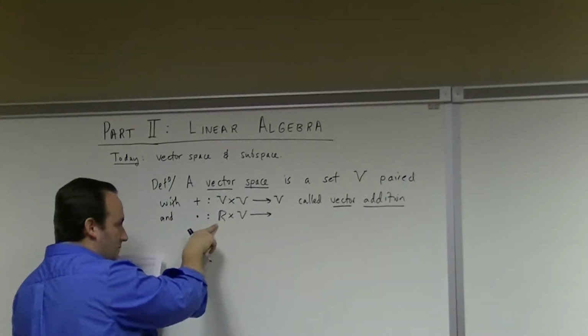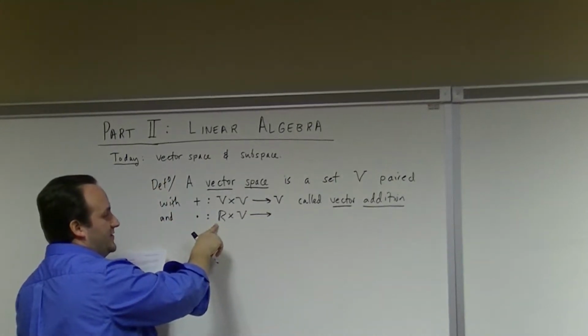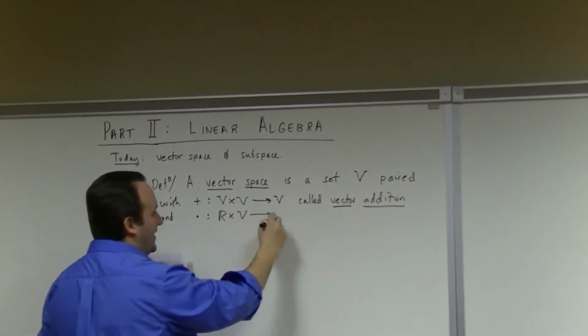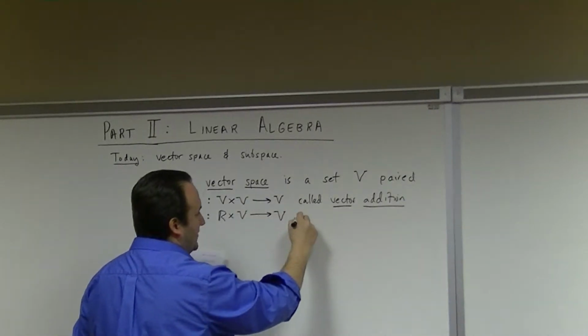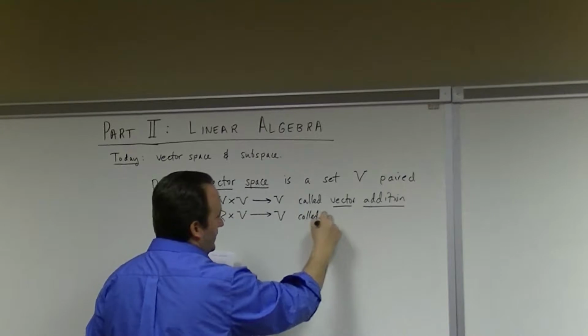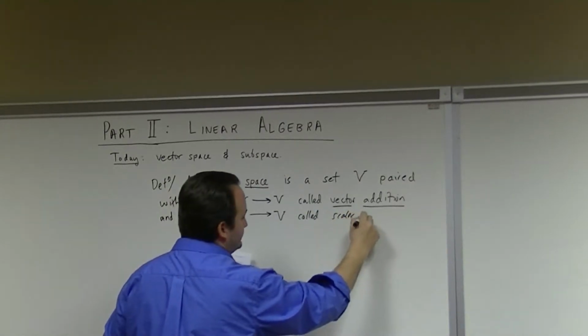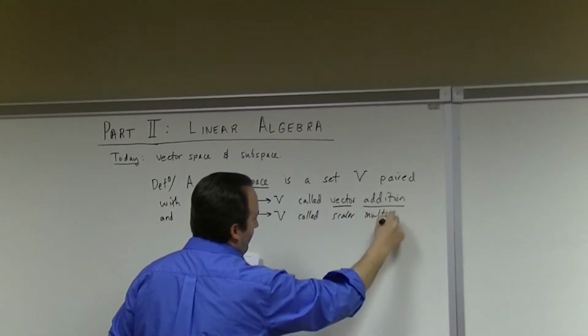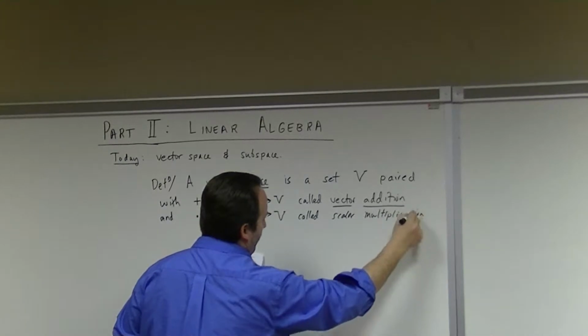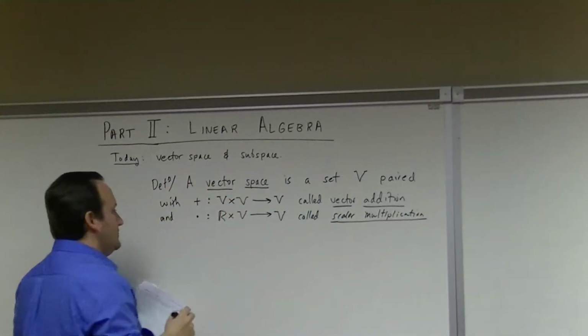Scalar multiplication: you give me a scalar and a vector, I give you back a vector again. So this mapping is called scalar multiplication.